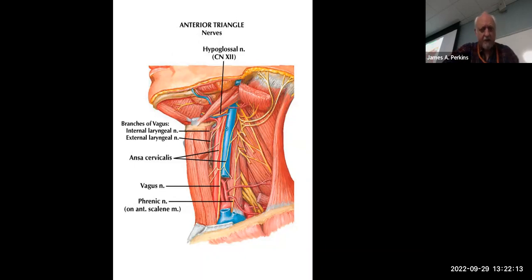There's a couple branches of vagus shown here. These are going to be a lot more difficult to find in lab. You may not see these, but there are internal and external laryngeal nerves, very tiny, delicate little fibers. That's why you might not find them, because they're very easily broken. The external branch is the one that innervates the cricothyroid muscle that I just talked about on the previous slide.